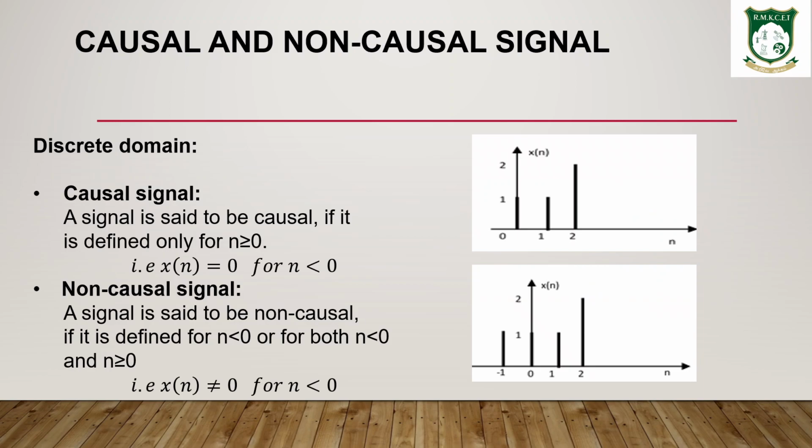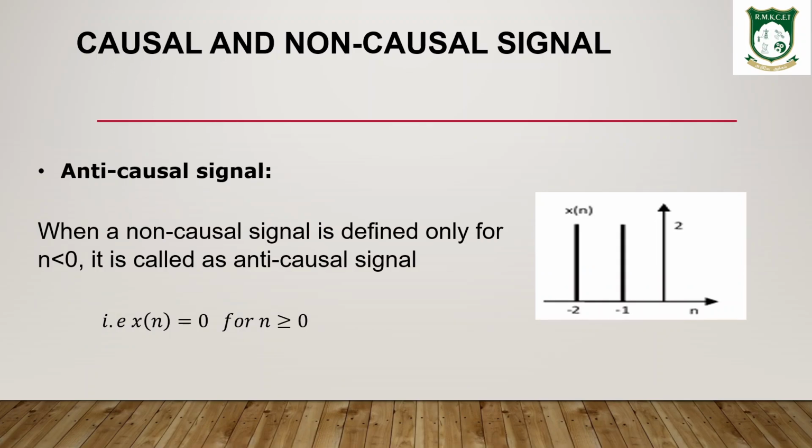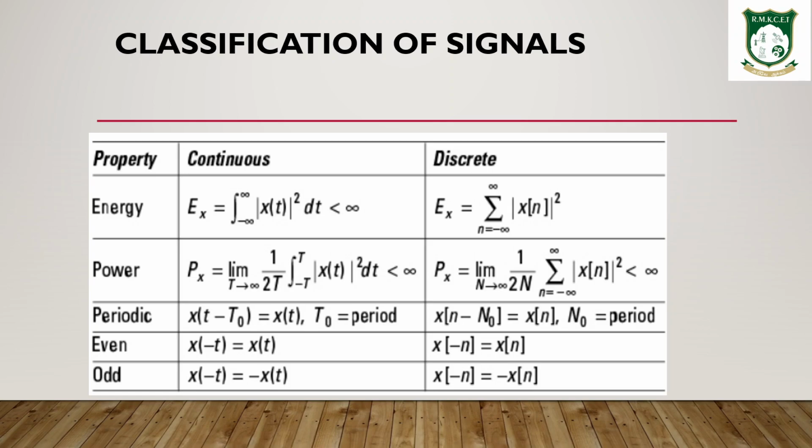The same for the discrete time domain. In the discrete time domain, we have the causal signal example and expression, and the non-causal signal example and graph. Next, the anti-causal signal is only defined for negative values of time. So this is about classification of signals.